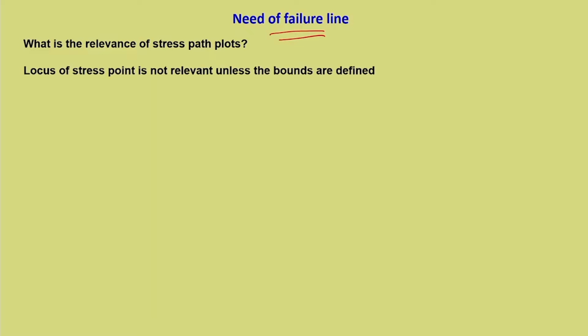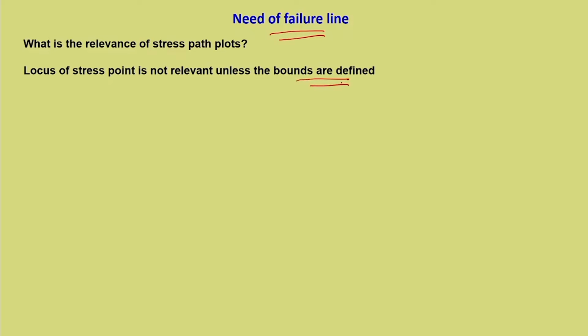We will now get on to what is meant by failure line. So, it is the need of a failure line in a stress path plot. What is the relevance of stress path plots? To make you understand this, we have explained the given examples in all three plots. The locus of a stress point means the variation of any two stress parameters, which gives you a particular point, and how this point changes. So, the locus of the stress path point is not relevant unless the bounds are defined.